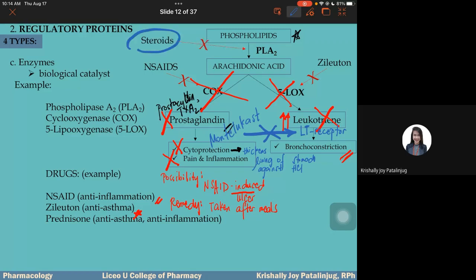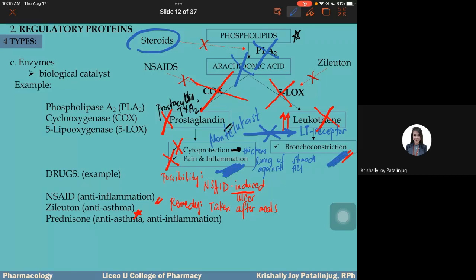Steroids. You're familiar with steroids. Example, prednisone, that is classified as a steroid. And steroids usually exhibit anti-inflammatory, anti-asthma nga activity, and it reflects based on this pathway. Kapag na-inhibit natin yung phospholipase A2, syempre wala ng arachidonic acid, so no more inflammation, no more bronchoconstriction.